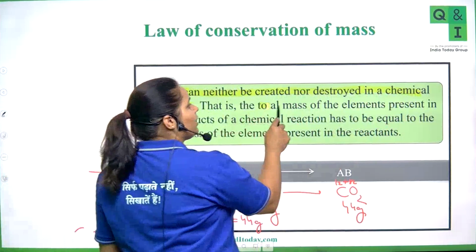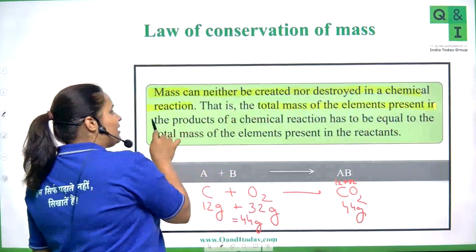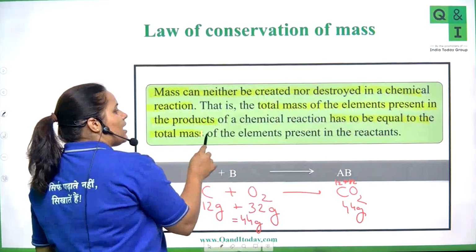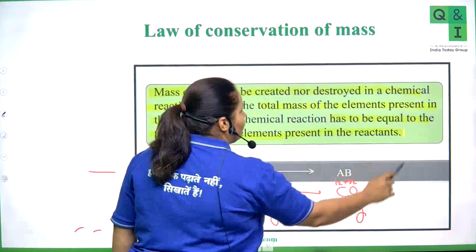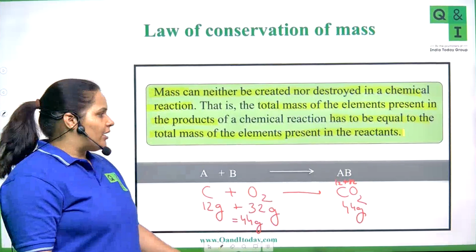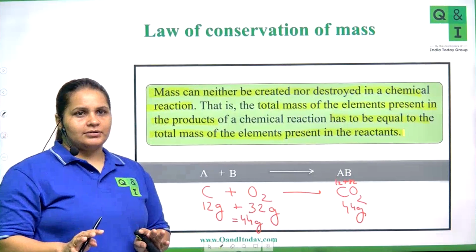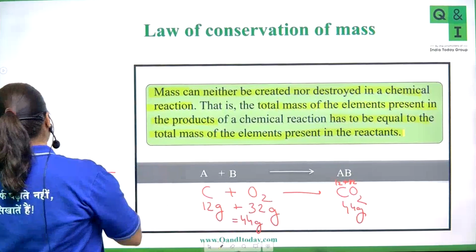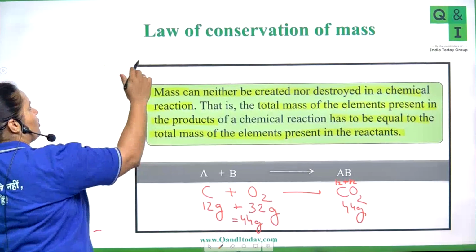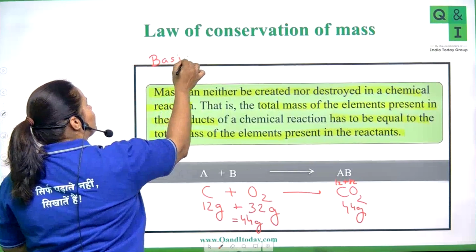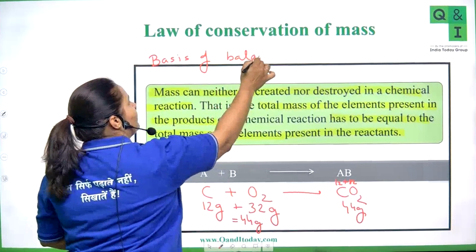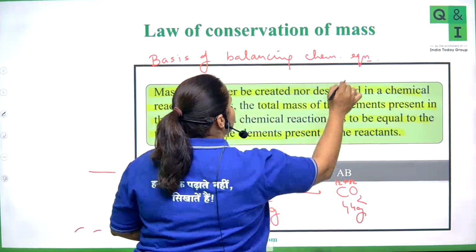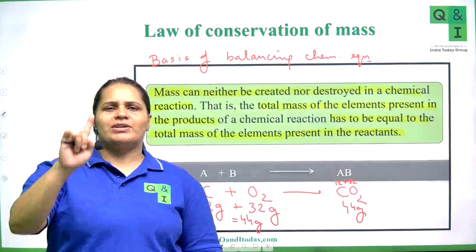That is, the total mass of the elements present in the products has to be equal to the total mass of the elements present in the reactants. Okay, I hope you understood this part, everyone? And why is it important? Because this is a very common question. This is the basis of balancing chemical equations. Your chemical equations are balanced on the basis of the law of conservation of mass, 1 mark question.